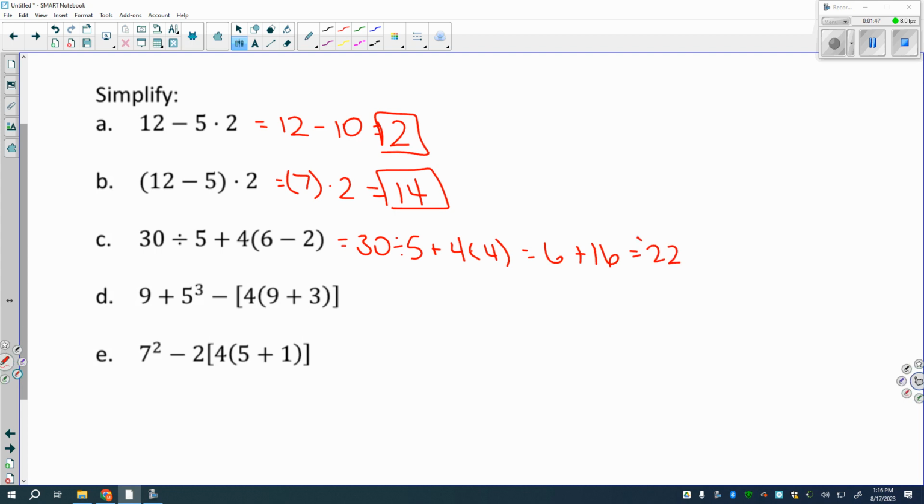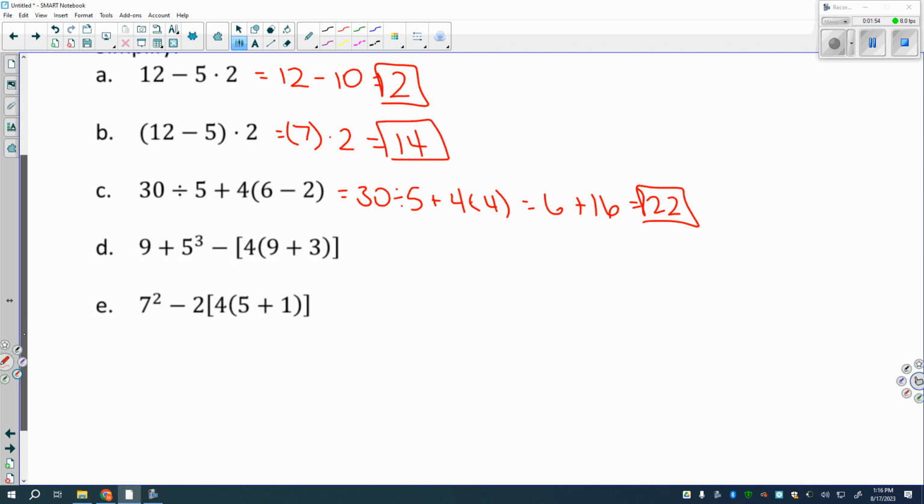Don't try to do too much. That's where students struggle, is when they try to do too many things at once, and that really can mess up the order of operations.